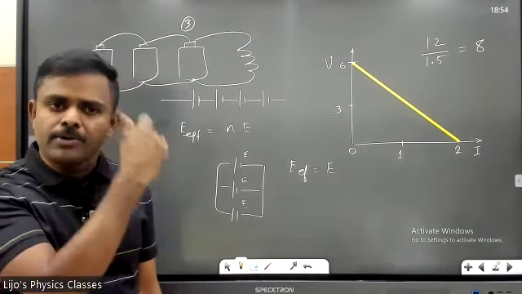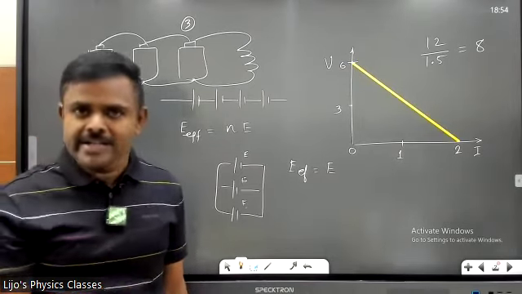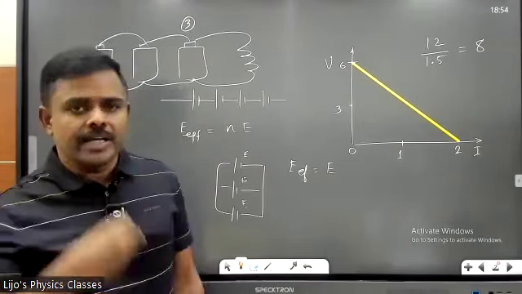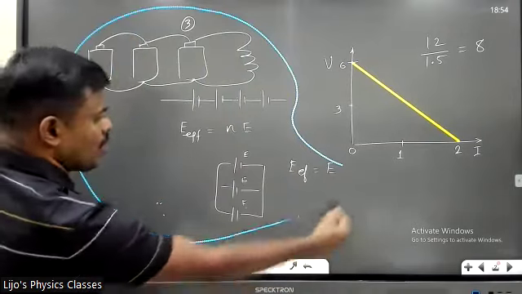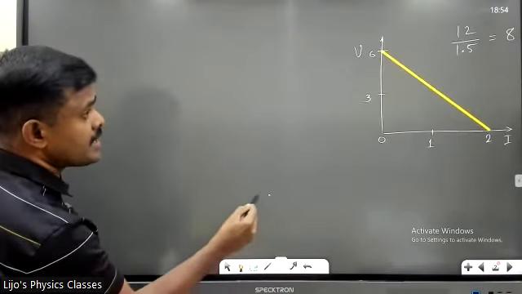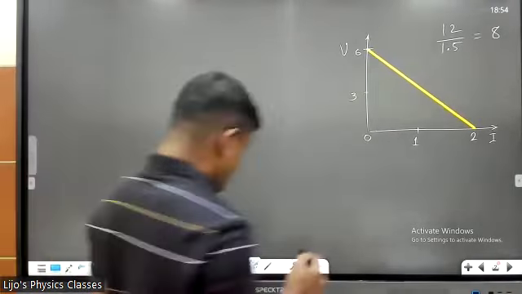Even if you put one cell, 10 cells, 100 cells, or even a million cells for that matter, you would still have the same brightness for the bulb. Got it? What does it indicate? In parallel combination, number of cells is irrelevant. I repeat one more time. In series combination of cells, EMF is given by number of cells times EMF of one cell. In parallel combination, only one cell's EMF will be counted. Okay, that is point number 1.